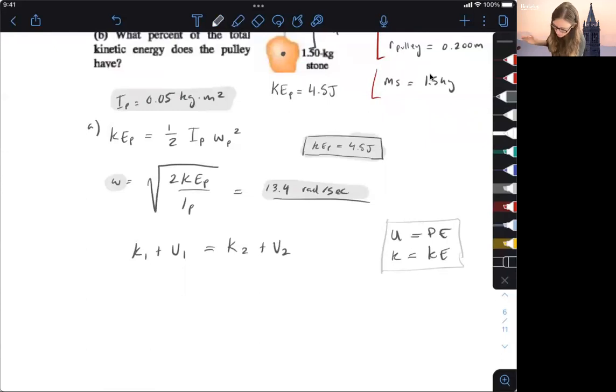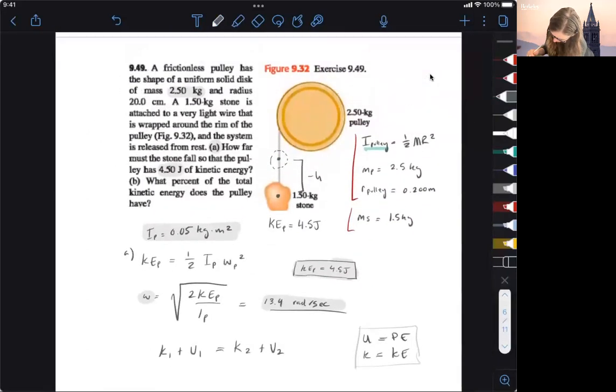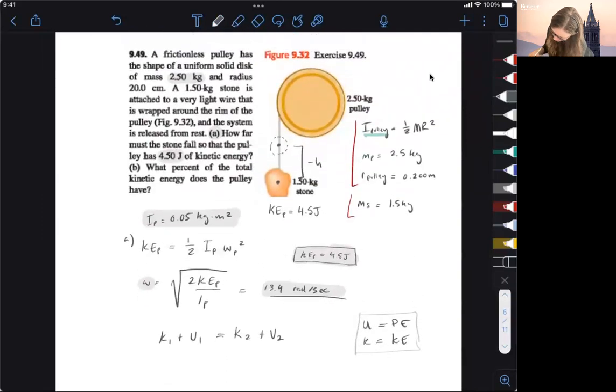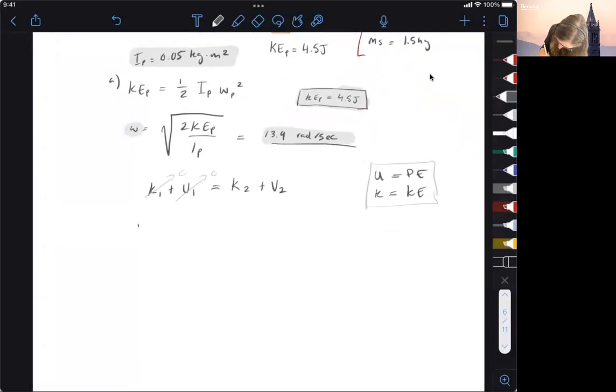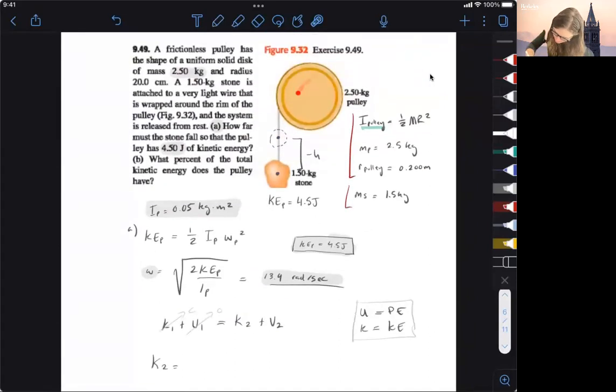So what's the initial everything here? Initially everything's at rest, so both of these would be 0 and 0. What about our final for both of these? For the final state of our system, we would have a K2 value, because we have things that are moving. We have two things that are moving. This is going to be spinning, and this object is going to have a linear velocity.